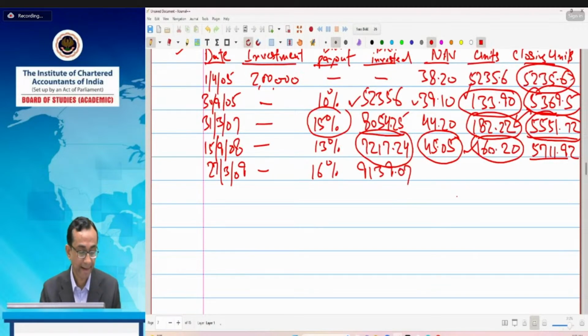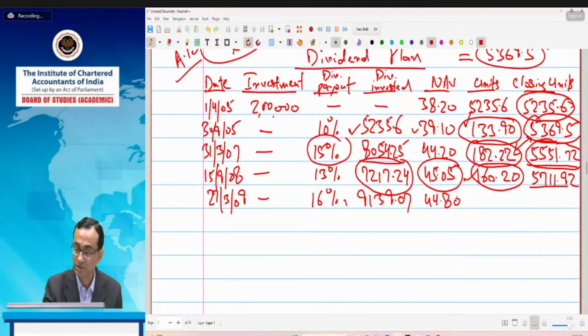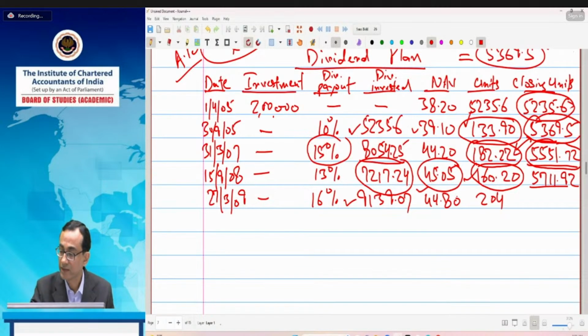9139.07, and the NAV given on that date is 44.80. The total dividend received, 9139.07, will be divided by the NAV of 44.80 at that date to arrive at the units of dividend reinvested. So it will come to 204 units. Closing units will be 5711.92 plus the units added due to reinvestment, that is 204. So the final amount will be 5915.92.